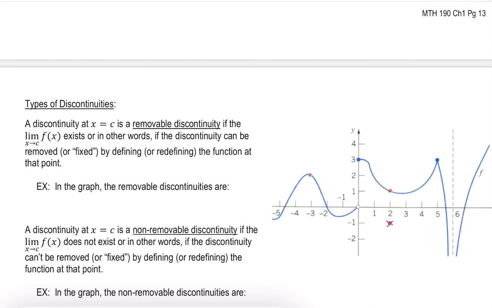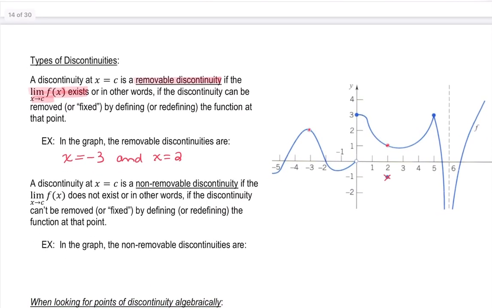So a removable discontinuity is when the limit exists. So the discontinuity can be removed or fixed by just defining or redefining that one point. My removable discontinuities here are at x equals -3 and at x equals 2.